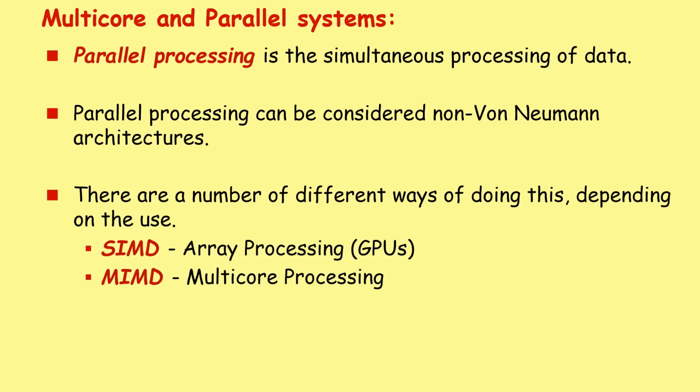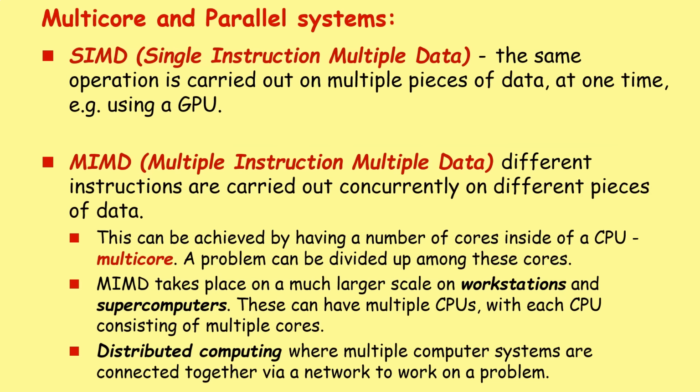Multi-core and parallel systems. Parallel processing is the simultaneous processing of data. Parallel processing can be considered to be a non-von Neumann architecture. There are a number of different ways to do this depending on the use, and this brings us back to SIMD and MIMD. Again, single instruction, multiple data. Here the same operation is carried out on multiple pieces of data at one time, so for example with a GPU. Multiple instruction, multiple data means that different instructions are carried out concurrently on different pieces of data.